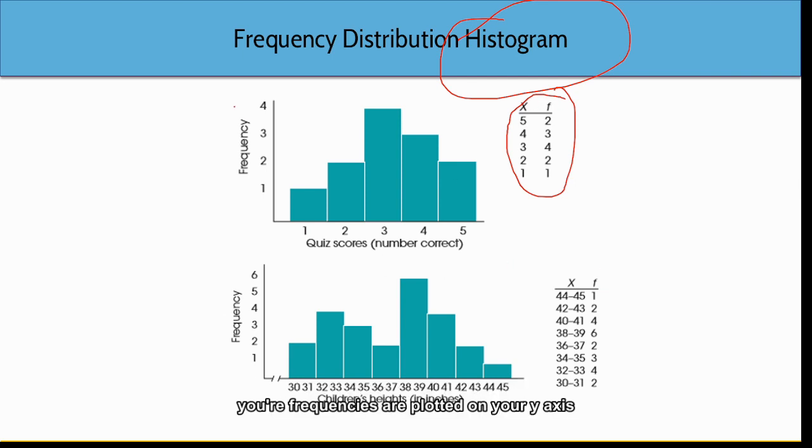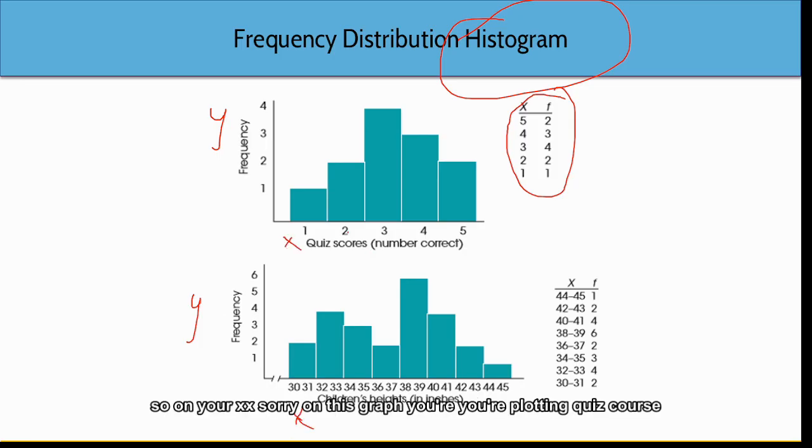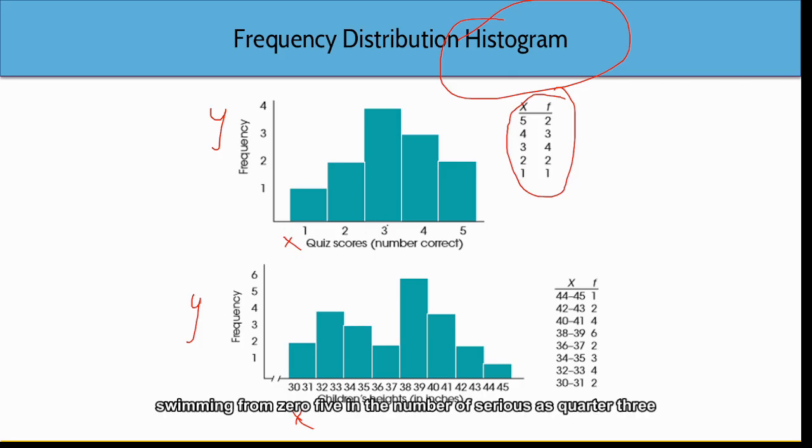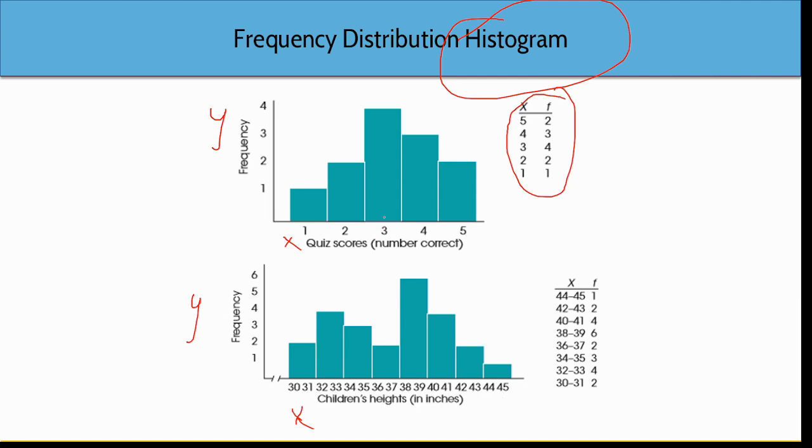Your frequencies are plotted on your Y-axis, okay? And the number of times those scores show up are over here. That's your Y. And then your categories are down here on your X-axis. On this graph here, you're plotting quiz scores. So I had a quiz that could be scored, I'm assuming, from 0 to 5. And the number of students that scored a 3 is right here at 4. So there's your 3 and your 4.